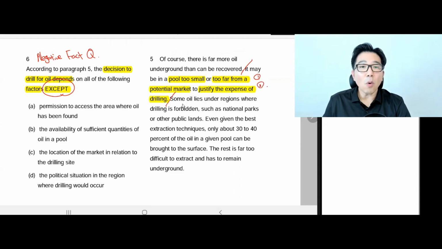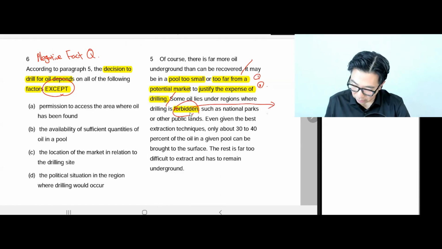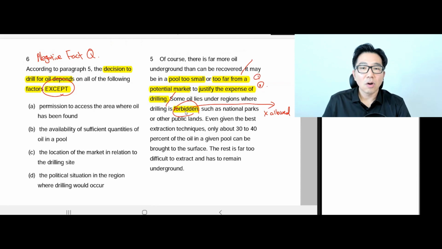Next. Some oil lies in regions where drilling is forbidden, maybe by law or culture. It's not allowed, so there's oil there. We know the oil is on the ground, but it's not allowed. Usually by law, it's forbidden, such as national parks and other public lands. Against the law. So we already have two or three factors, okay?